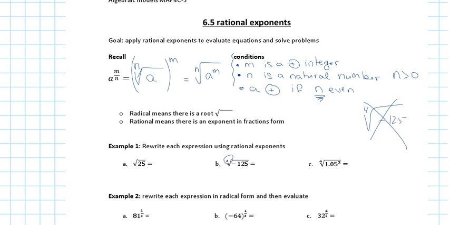Okay? Radical means the root. Rational means fraction. Okay? So remember this because I'll ask you to write it in a radical format, or I'll ask you to write it in a rational format. You need to know which form to write it.